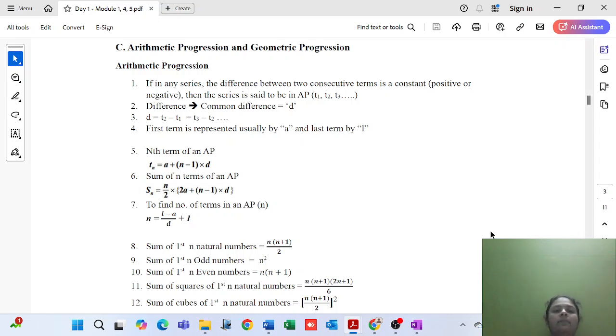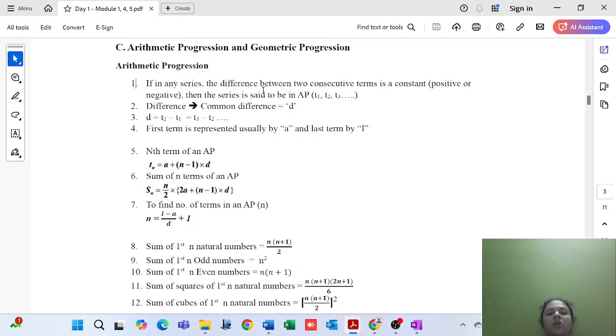Now, what is arithmetic progression? If in any series the difference between two terms is a constant, say the value is plus or minus, it can be plus 2, plus 3 or minus 2, minus 3, whatever it is, that constant keeps coming as the difference between two terms in a consecutive series.